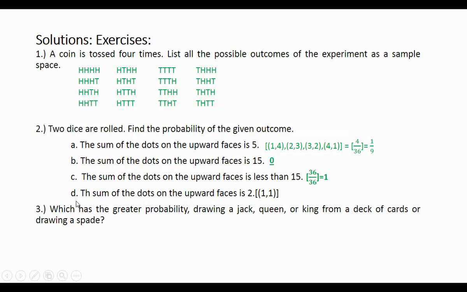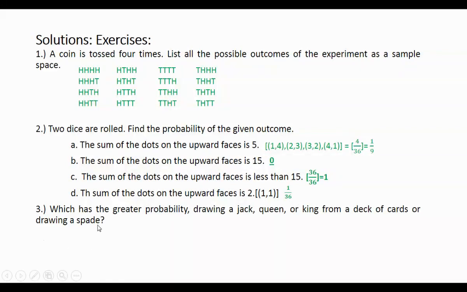Next, if the sum of the dots of the upward faces is 2, then of course we don't have any other, even if you reverse this, it is just 1 and 1. So 1 and 1, or 1 over 36, because we have 2 dice, so 6 times 6 is 36. So 1 over 36 is the final answer.